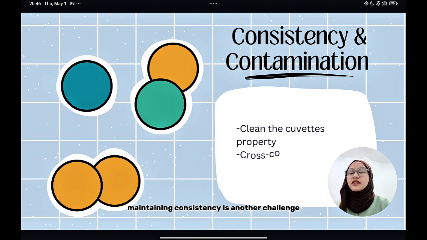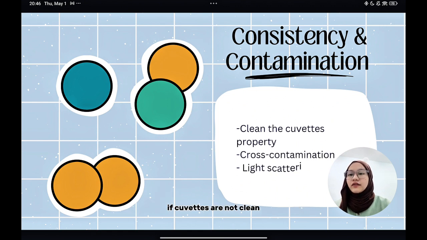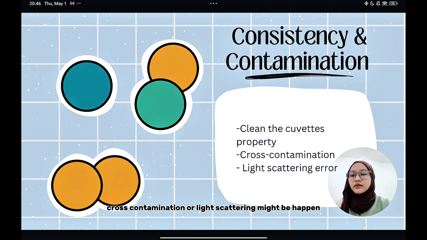Maintaining consistency is another challenge. If cuvettes are not clean or if different pipettes are used for each sample without proper rinsing, cross-contamination or light scattering might happen. This can lead to absorbance values that do not reflect the actual protein concentration, which can reduce the reliability of the data.